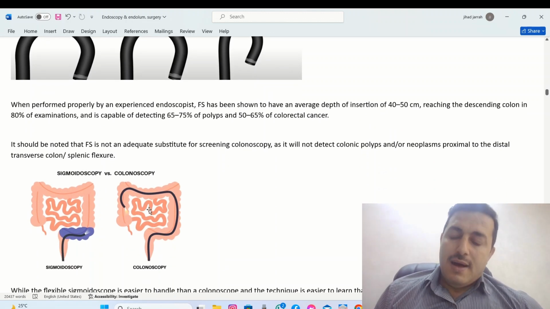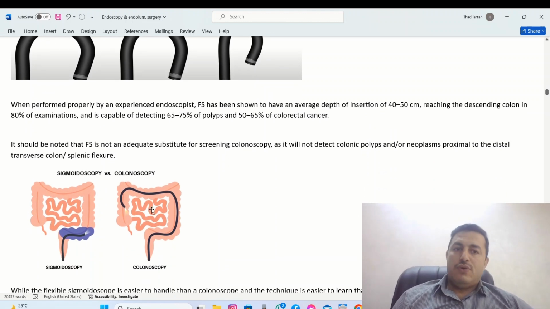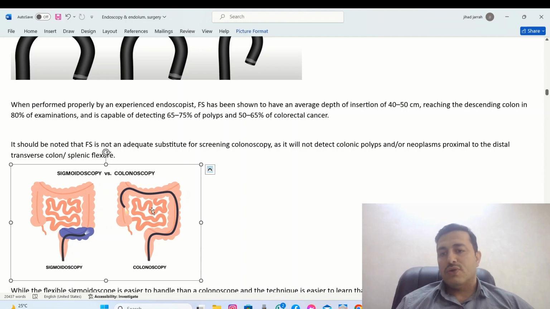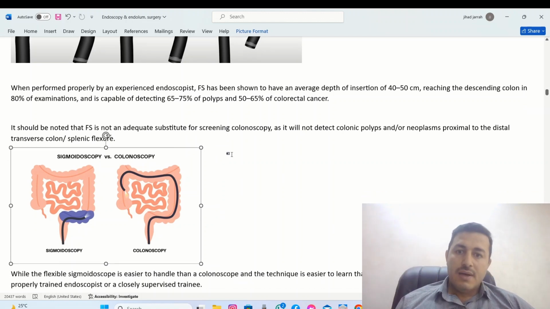Actually, with the sigmoidoscopy or flexible sigmoidoscopy, we can reach up to 40 to 50 centimeters. It's approximately to the level of the proximal descending colon. You see here, this is the sigmoidoscope, this is the colonoscope. With the colonoscope, we can even go to the terminal ileum, but with the sigmoidoscope we can go up to the level of the splenic flexure, by an experienced colonoscopist, of course.